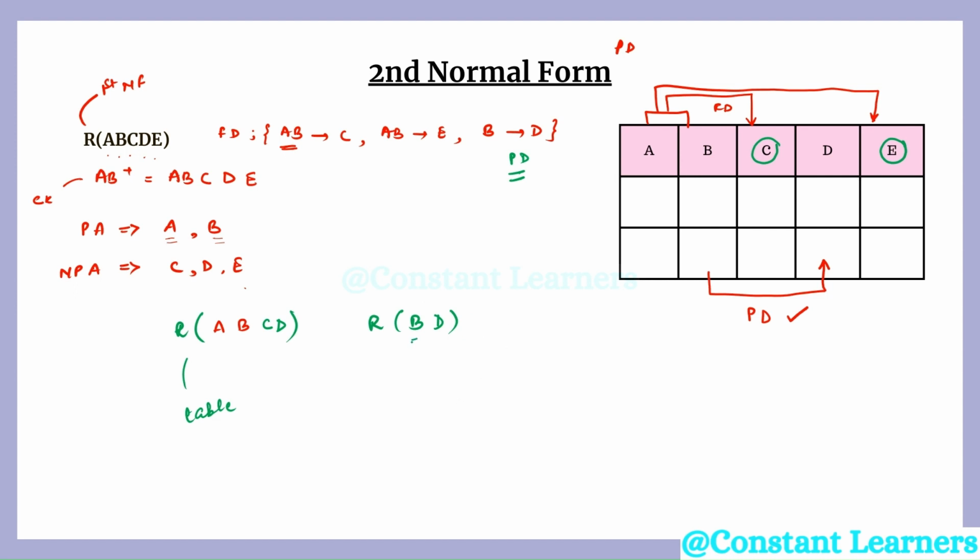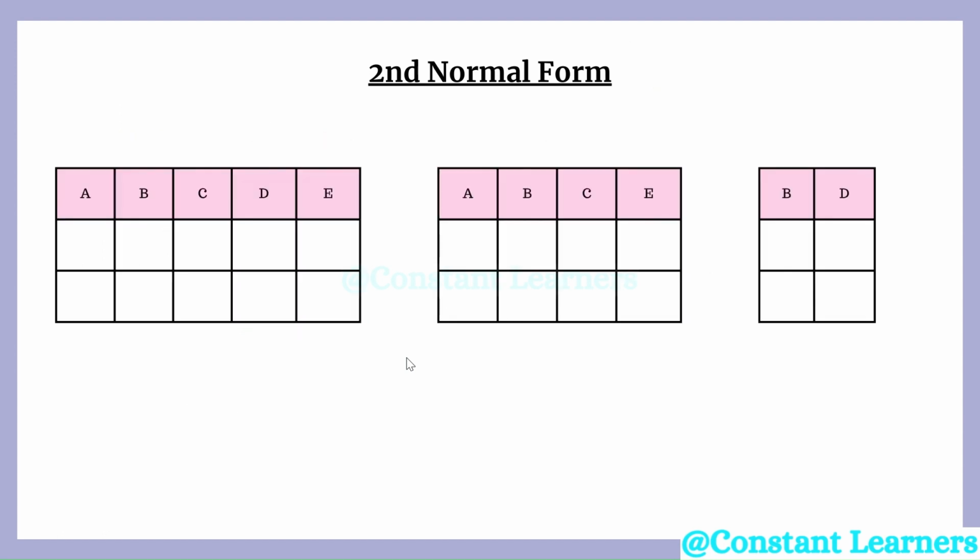Now in this case, in this table, B alone will be the primary key and D will be dependent on B. So there will be no situation of partial dependency in this case, right? So how are we transforming the table into second normal form? By splitting it into two different tables, right?